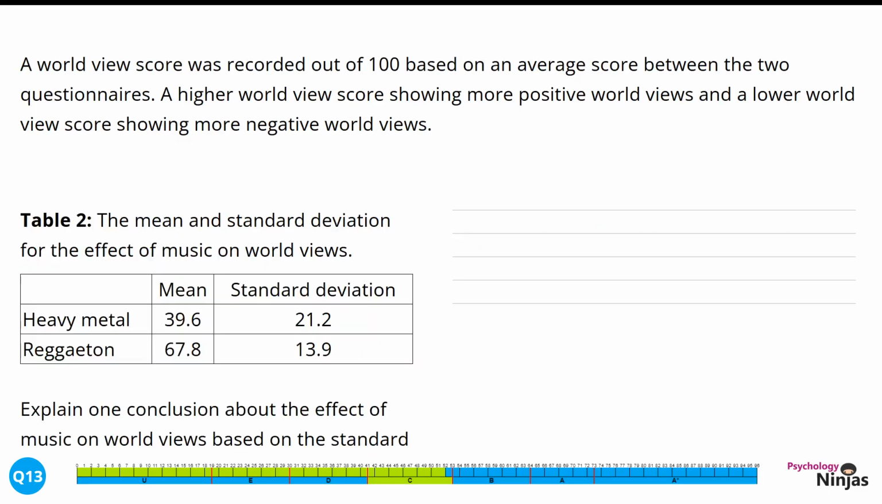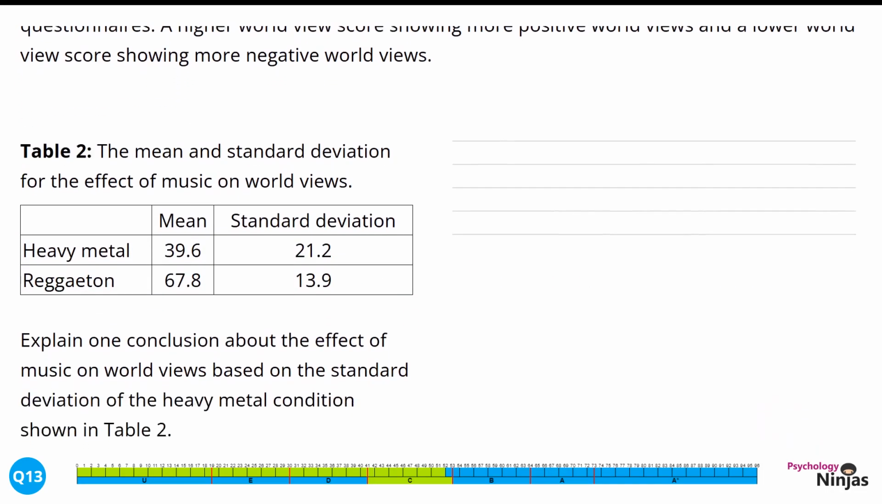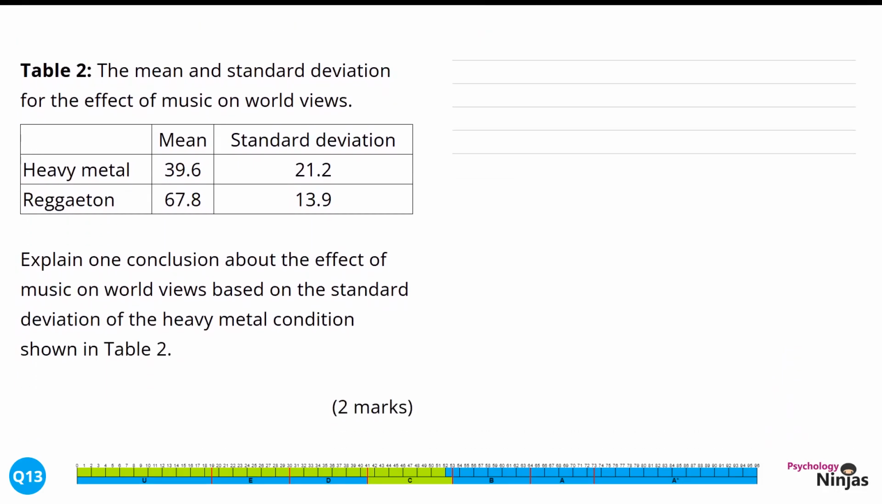We have some results in Table 2. Table 2 shows the mean and the standard deviation for the effect of music on worldviews. Heavy metal has a mean of 39.6 and a standard deviation of 21.2. Reggaeton has a mean of 67.8 and a standard deviation of 13.9. Explain one conclusion about the effect of music on worldviews based on the standard deviation of the heavy metal condition shown in Table 2, 2 marks.